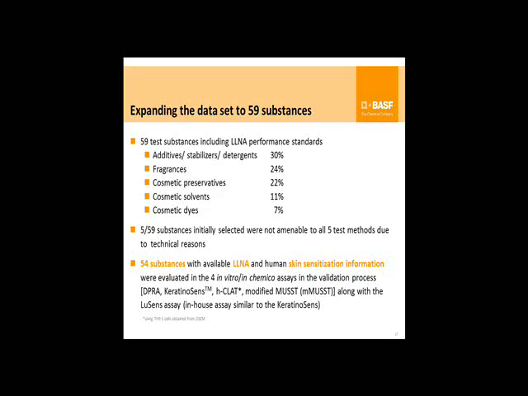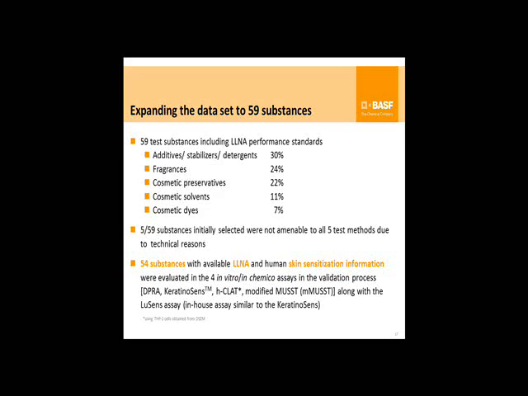Five of those 59 substances that were initially selected had to be excluded due to technical reasons. For example, we had detergents in there that were forming foams, hence we could not analyze them using our flow cytometry for the dendritic cell line activation test. Other exclusion criteria were water solubility, so a few compounds were just not soluble enough to test them reasonably in the test selected. So we ended up with a data set of 54 substances with available local lymph node assay as well as human sensitization data.